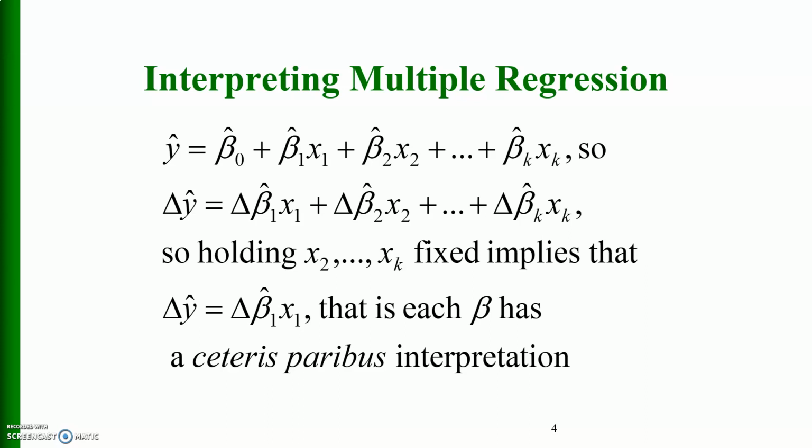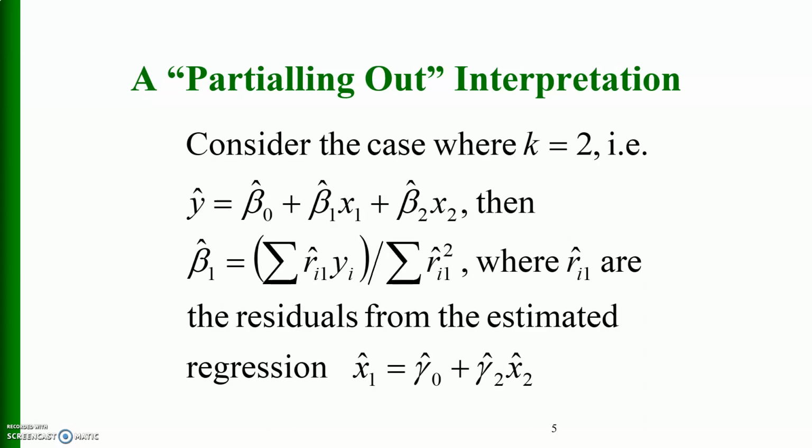Y hat is equal to beta naught hat plus beta 1 hat x1 up to beta k hat xk. This is the estimated regression equation. Delta y hat is equal to delta beta 1 hat x1 plus delta beta 2 hat x2 up to delta beta k hat xk. So holding x2 up to xk fixed implies that delta y hat is equal to beta 1 hat delta x1, that is, each beta has a ceteris paribus interpretation.